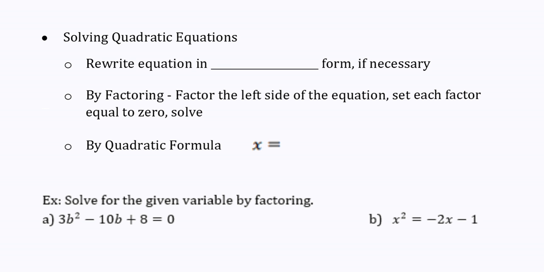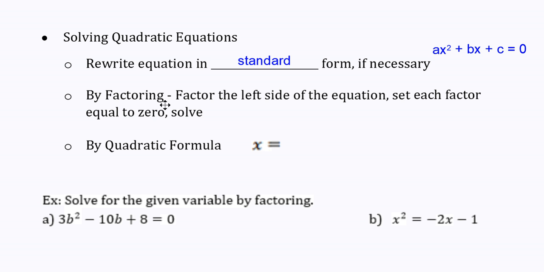Now that we remember how to factor, we can talk about solving quadratic equations. Now, if I have an equation, I want to make sure it's in standard form. Standard form, if you remember, looks like this: ax squared plus bx plus c equals 0. Okay? And if I'm going to solve by factoring, I want to factor the left side and then set each factor equal to 0 and solve.